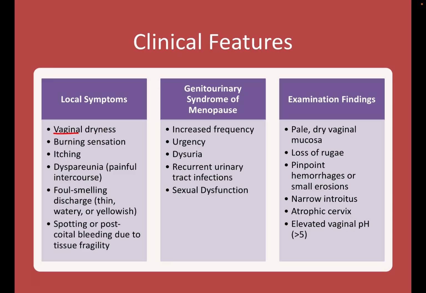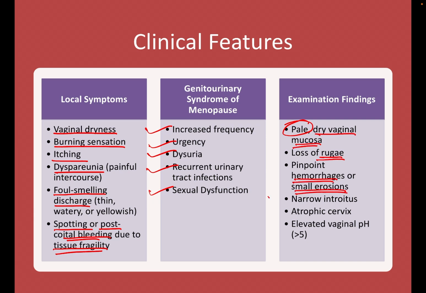Clinical features include vaginal dryness, burning sensation, itching, dyspareunia, foul smelling discharge, spotting or postcoital bleeding due to tissue fragility. In case of genitourinary syndrome of menopause, there will be increased frequency, urgency, dysuria, recurrent urinary tract infection, sexual dysfunction. In the examination, you will find a pale, dry vaginal mucosa, loss of rugae, pinpoint hemorrhages or small erosions, narrow introitus, atrophic cervix, and elevated vaginal pH of greater than 5.